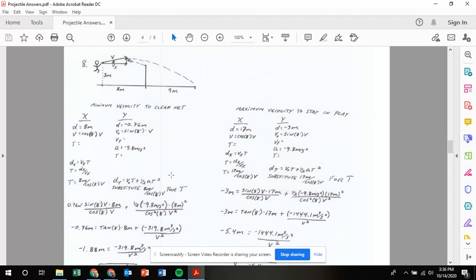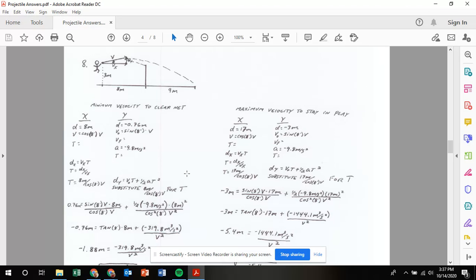Number 8, this might be the most challenging problem on this paper because there are a few answers that we have to go through to get this one. Number 8, for a women's volleyball, the top of the net is 2.24 meters above the floor, and the court measures 9 meters by 9 meters on each side of the net. Using a jump serve, a player strikes the ball at a point that is 3 meters above the floor and a horizontal distance of 8 meters from the net.